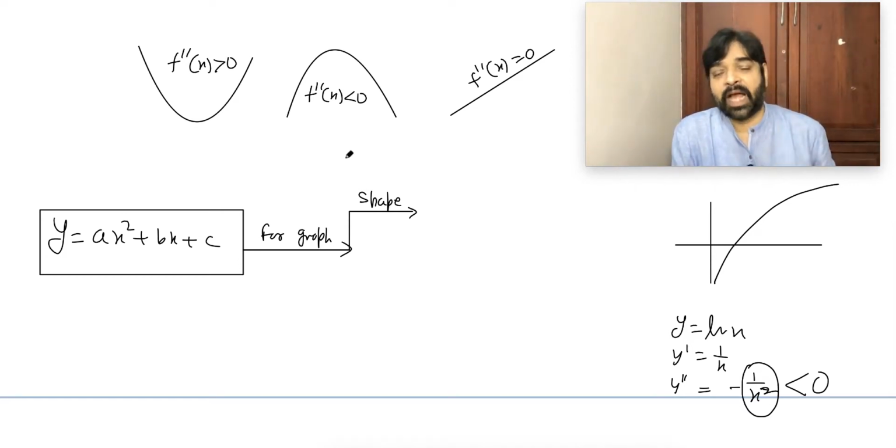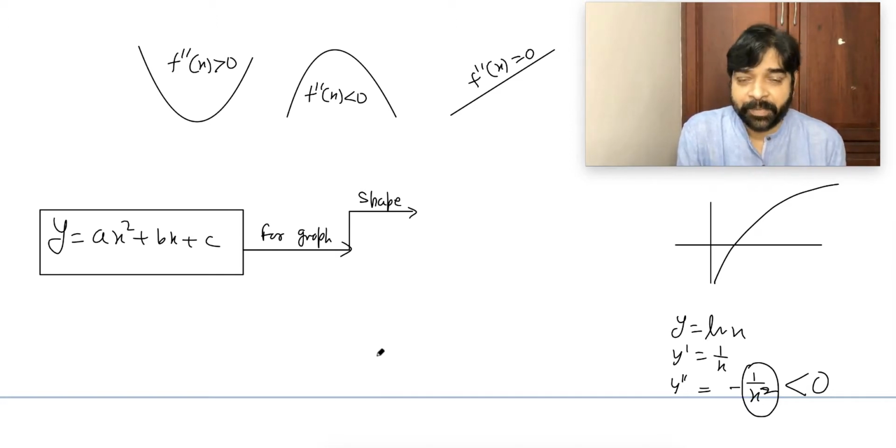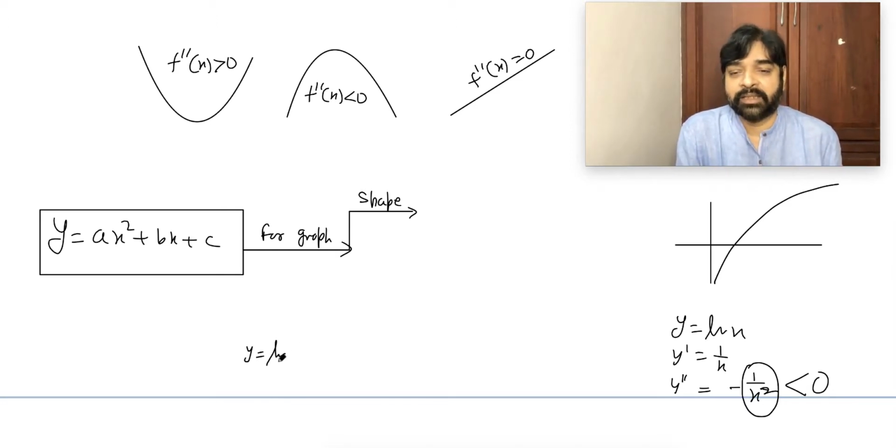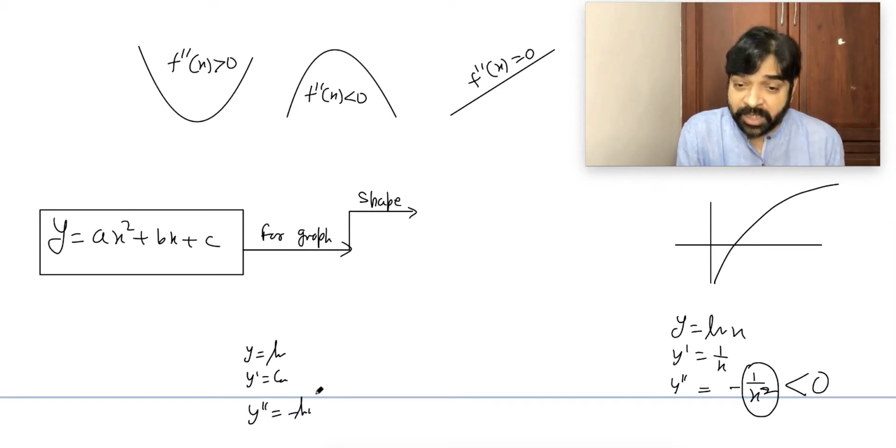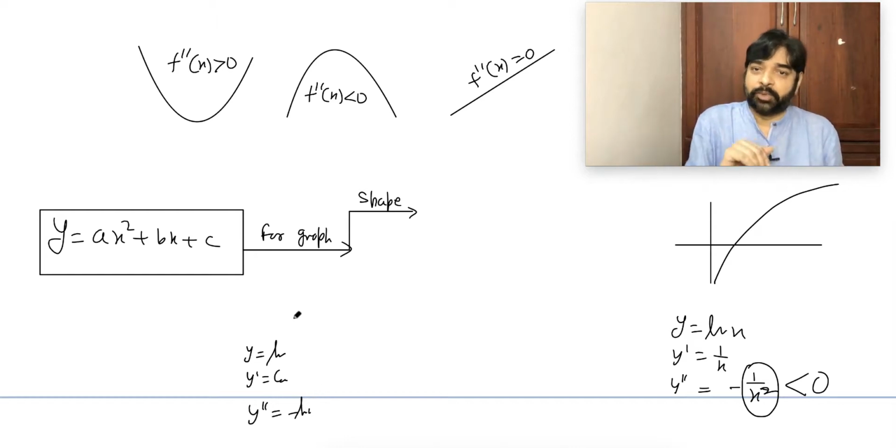Suppose somebody asks you, can you tell me the shape of sin x? Yes, y equal to sin x means y dash equal to cos x, means y double dash equal to minus sin x. That means whenever sin x is positive, the shape will be this one, because minus sin x is there.